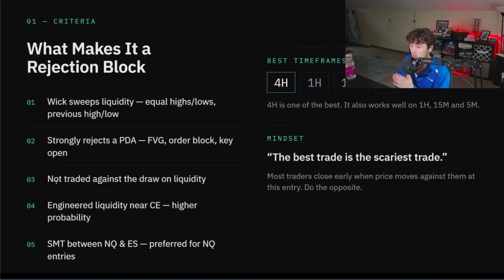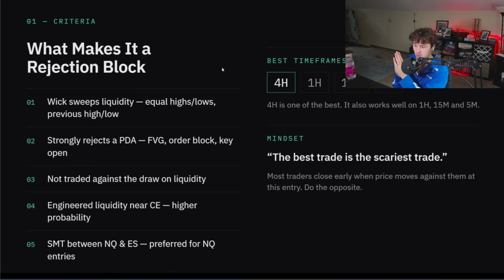Number four, engineered liquidity near the CE makes it higher probability. Now, what does that mean? Okay, engineered liquidity is whenever you have price that comes, let's say we have a bullish rejection block, and you find the CE of it. What's the CE? The midpoint, the 0.5 level of the rejection block.